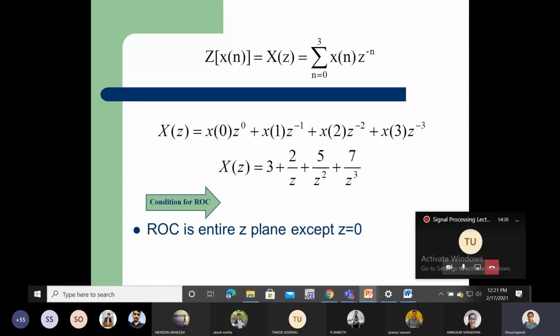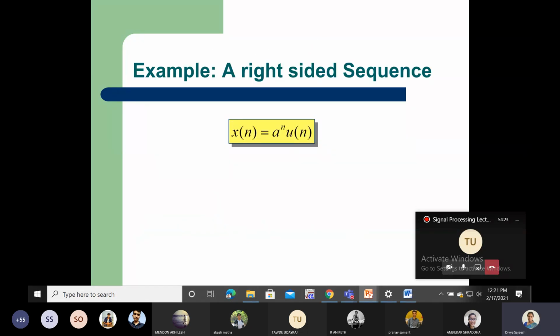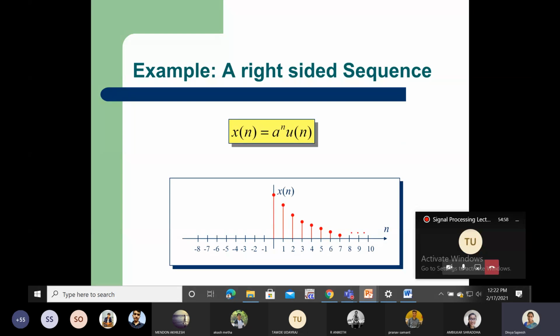Okay, now let us take one more example. Let us generalize this. We have already seen this. These kinds of questions are normally asked in the university as well. x of n equal to a raised to n u of n. From the u of n we can make out it is right-sided. When I multiply any signal with a unit step signal, which exists on the positive side of the axis, it will become a right-sided sequence. So a raised to n u of n is a signal only on the right-hand side.